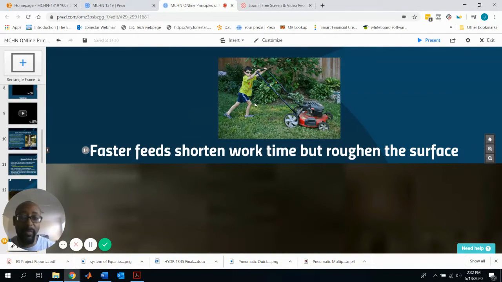Well, I thought this picture right here of a little kid mowing his lawn was a good example of how to explain that. Your feed rate is how fast you push that lawnmower. Your speed is how fast your blades are spinning. If you push that lawnmower too fast as it goes forward, guess what? You're going to have little pieces of grass sticking out because you're going to miss them. It's going to be very rough. The same thing happens when you increase your feed rate too fast. So faster feeds will shorten your work time, which is pretty good, but they can give you a rougher surface. So again, you have to balance that out.